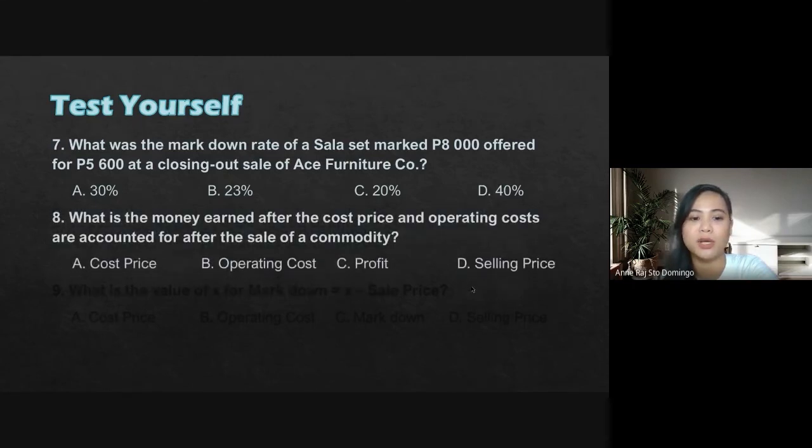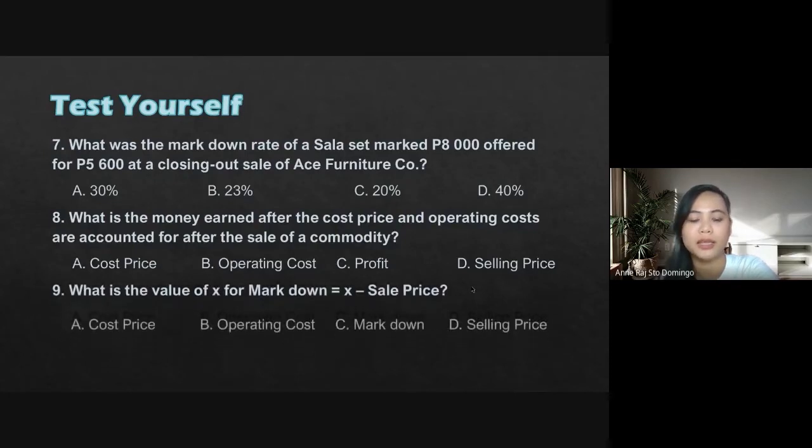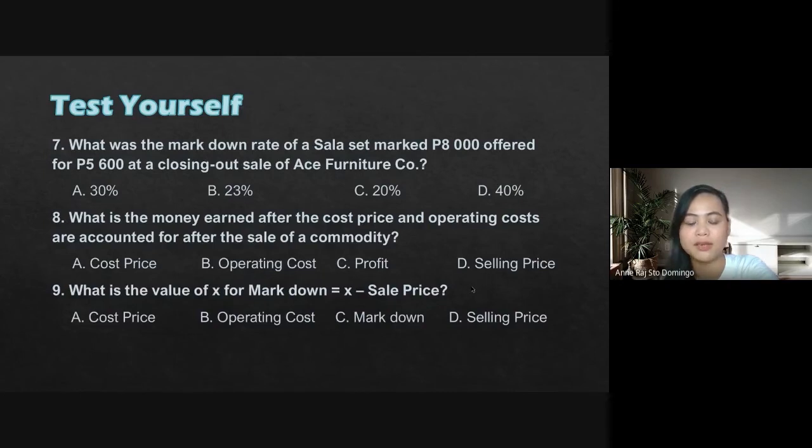And number 8, money earned after cost, price, and operating costs are counted. So, this is the profit. So, money earned after the sale of the commodity. And number 9, last question. What is the value of X if markdown equals X minus sale price? What is our X? Of course, this is our cost. So, letter A. Very good.